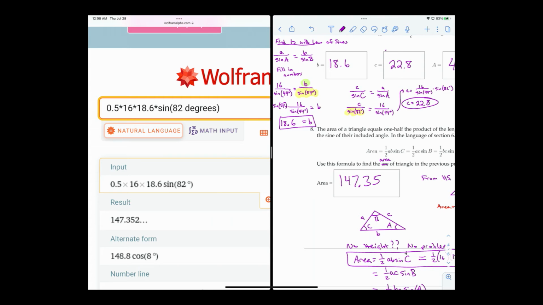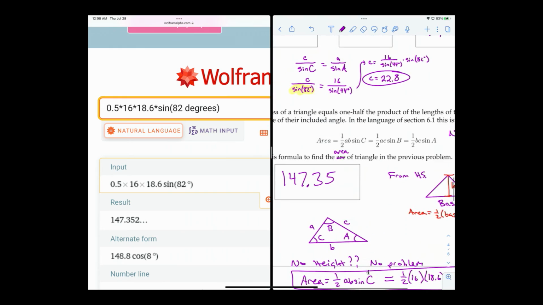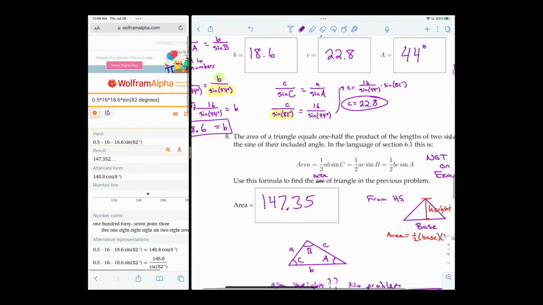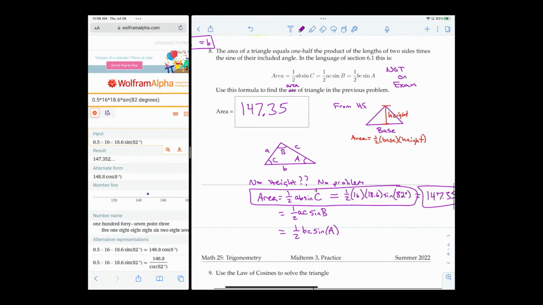Units of area, right? We didn't have units, so there we go. So I just kind of wanted you to see a formula for area, even though this is not on the exam. So you can calculate it without knowing the height. But it's a more complicated formula.